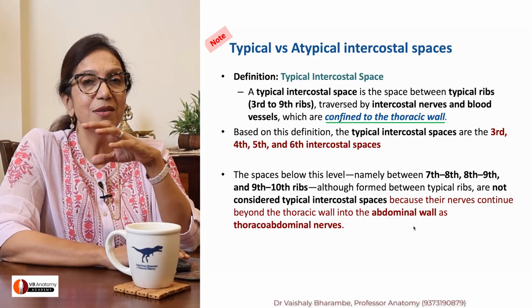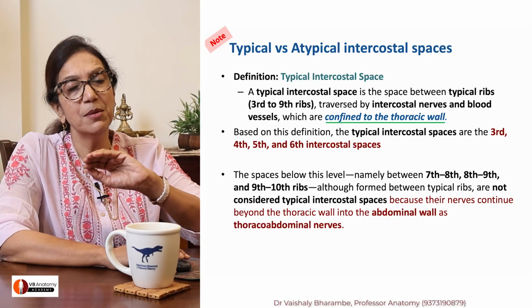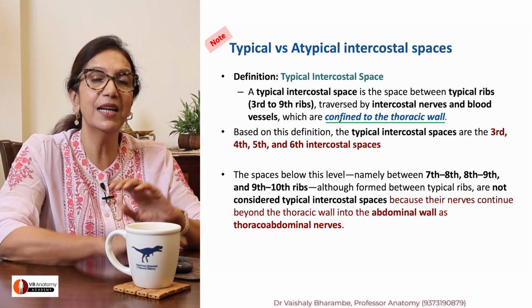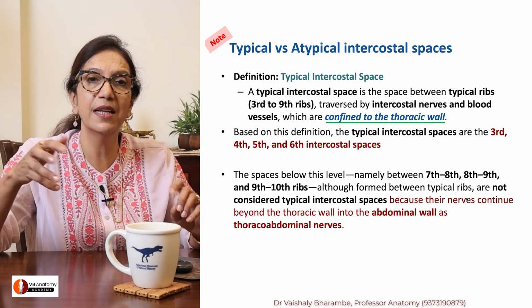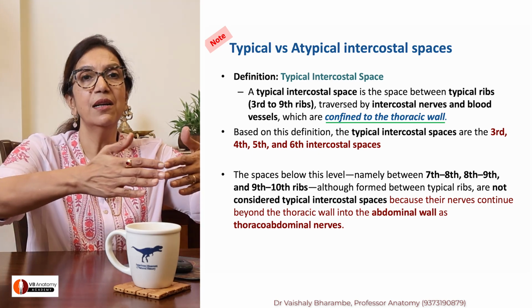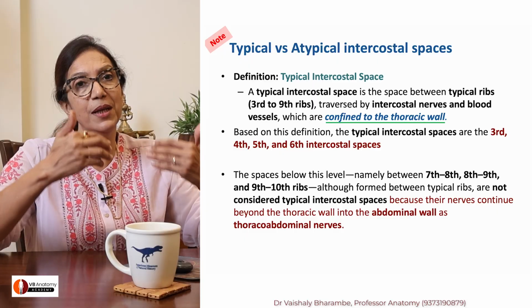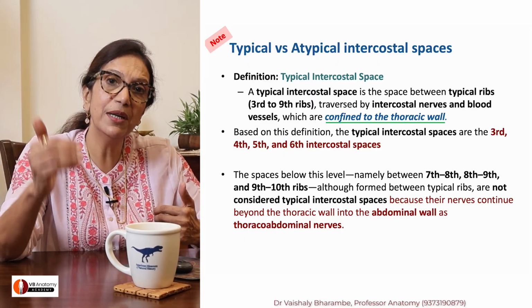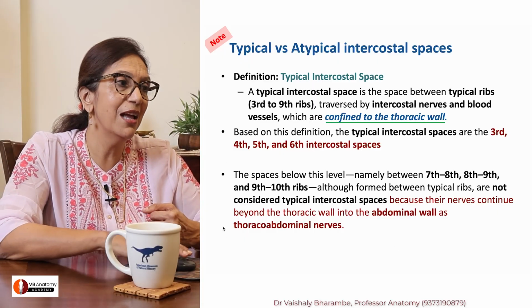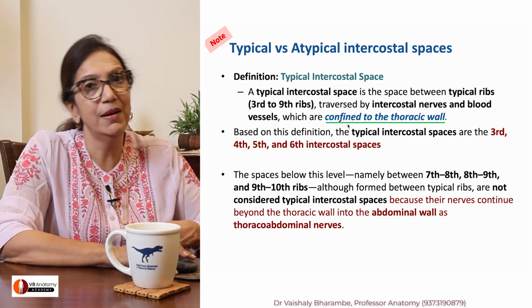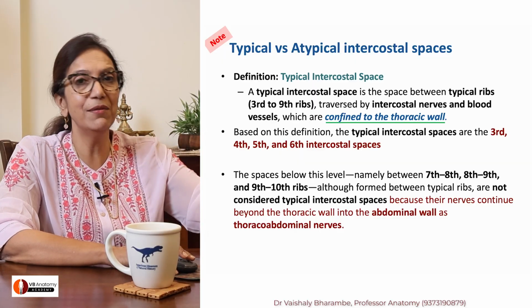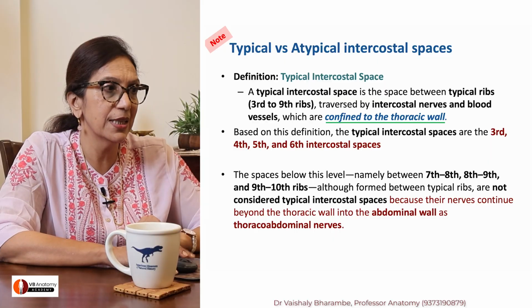Why? Because the intercostal nerves and blood vessels of 7th, 8th, 8th to 9th, 9th, 10th all extend and go on to supply the abdominal wall. So, they are not limited to the thoracic cage and therefore are not typical intercostal spaces. I am going to leave this as a note. You can pause and read it again.